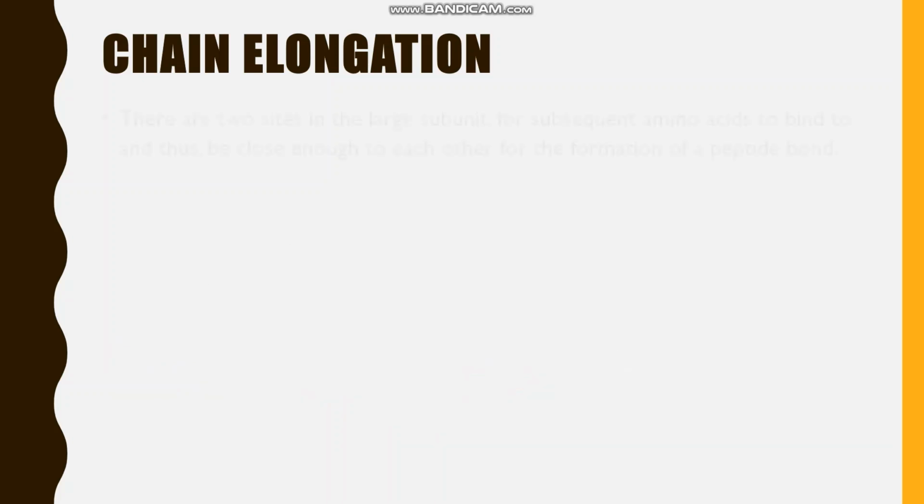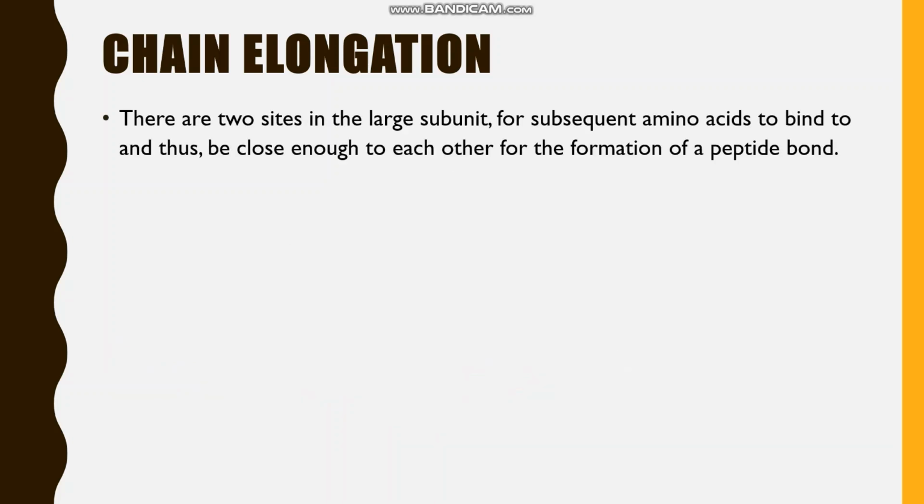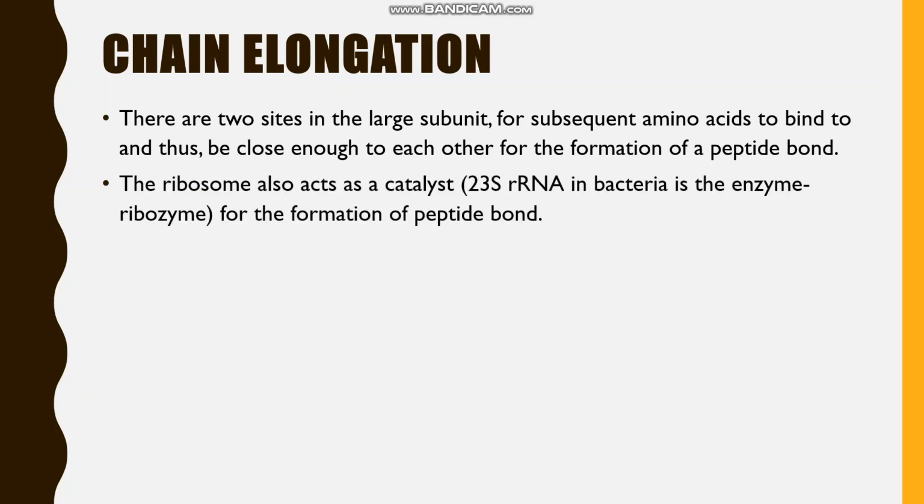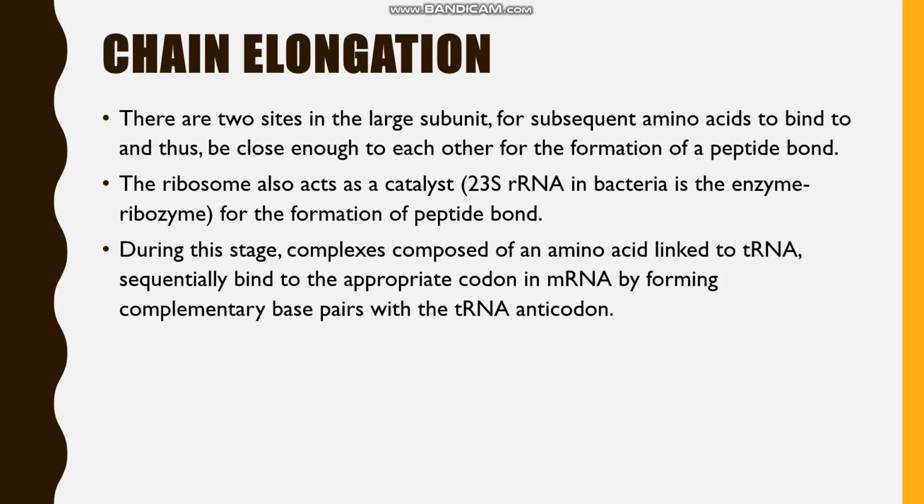Now, let us see the important points from this topic. This step, that is chain elongation. There are 2 sites in the larger subunit for subsequent amino acids to bind to and thus be close enough to each other for the formation of peptide bond. The ribosome also acts as a catalyst. 23S rRNA in the bacteria is the enzyme, that is also called as ribozyme, for the formation of peptide bond.